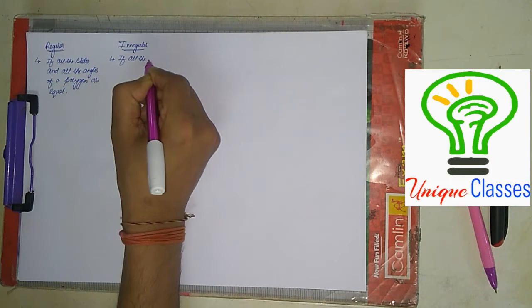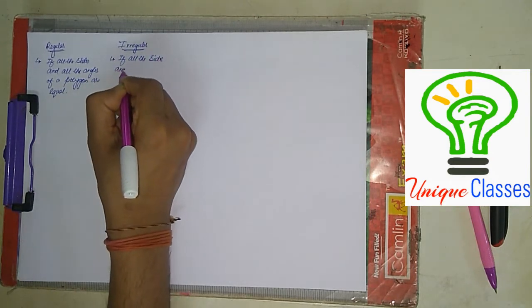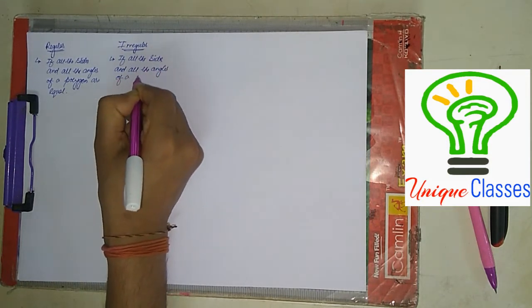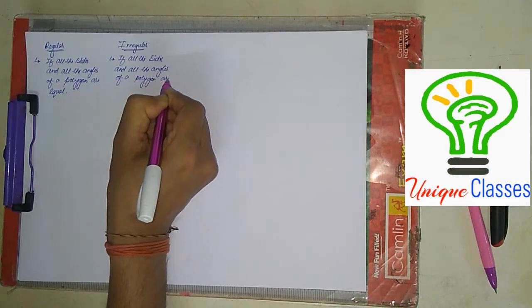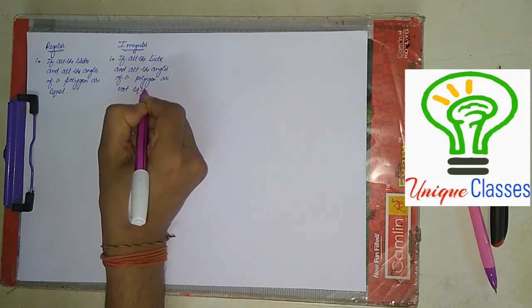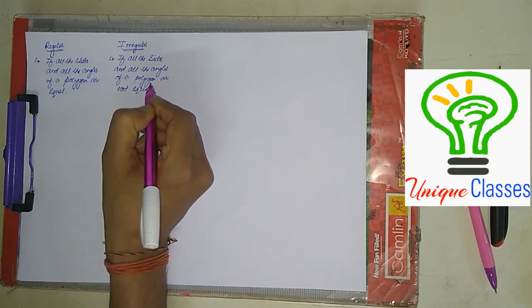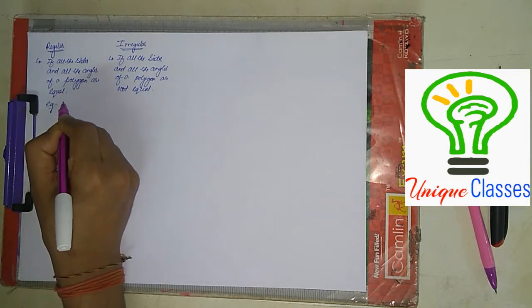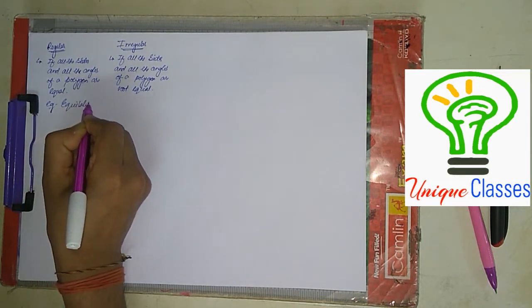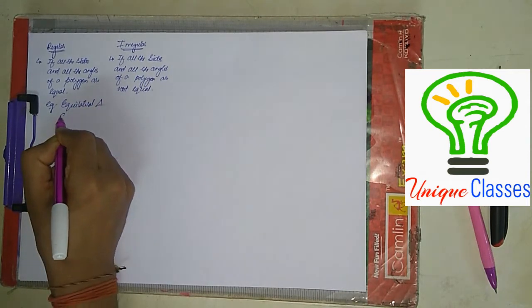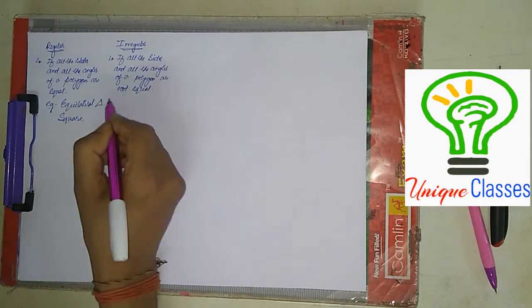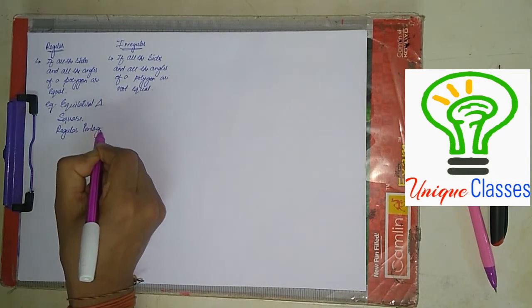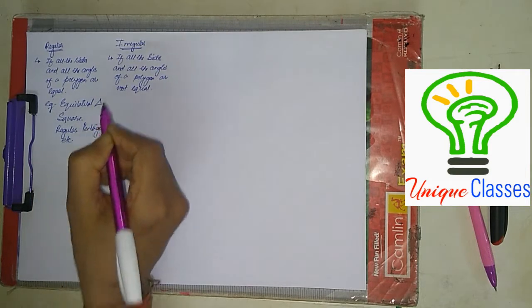If all the sides and all the angles of a polygon are not equal, or we can say unequal, then it's an irregular polygon. As for example, regular polygons: equilateral triangle, square, regular pentagon, etc.